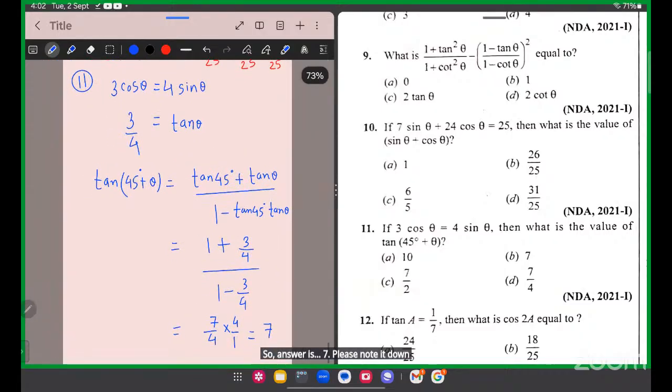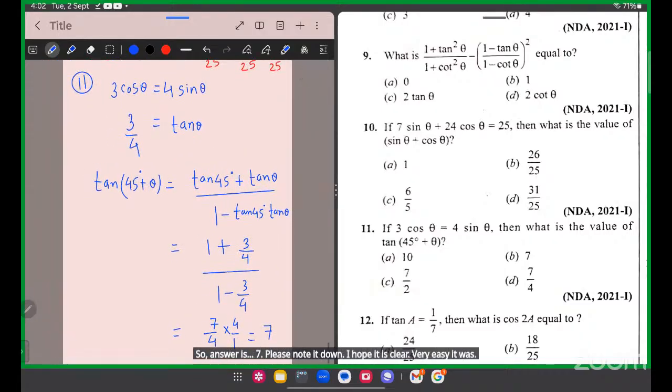I hope it is clear. Very easy it was. So I'm going to solve all PYQs of this particular chapter. As you can see here on the screen, it is already mentioned which question has come in which year.